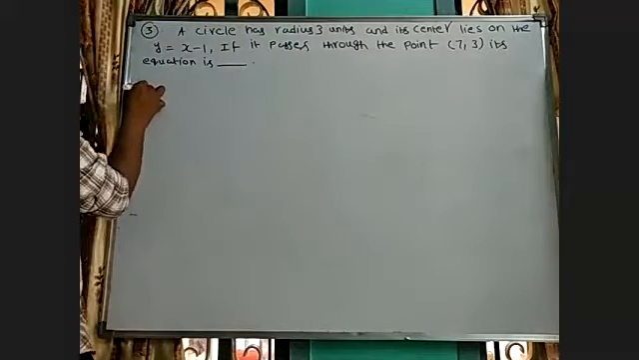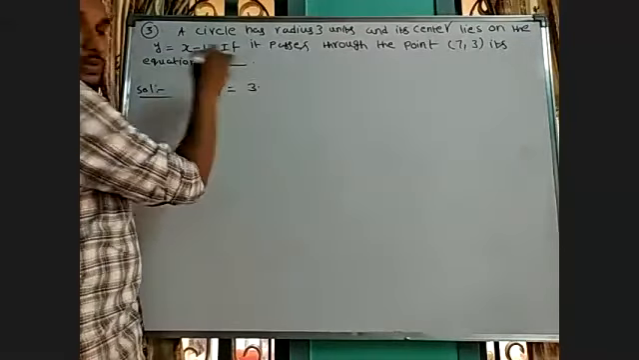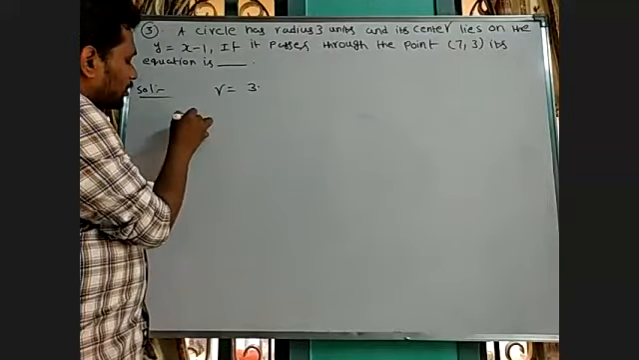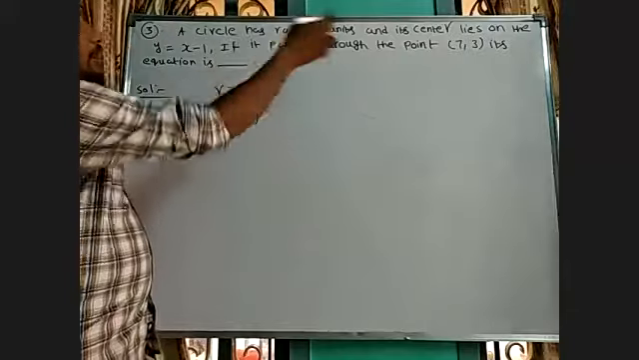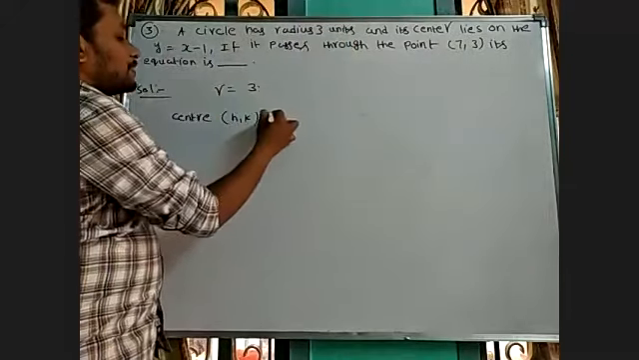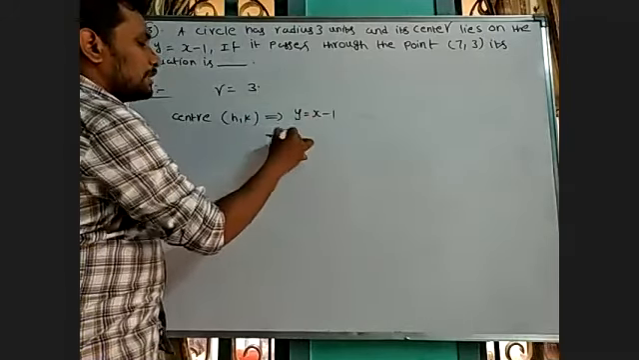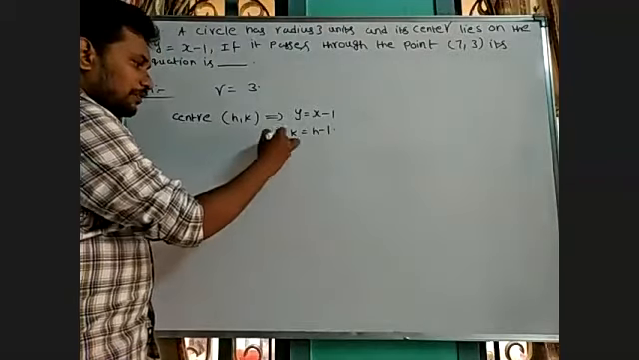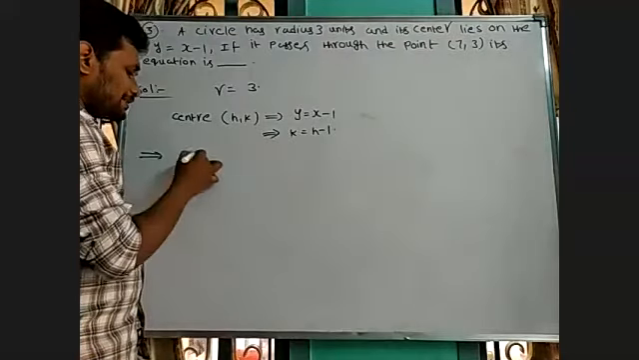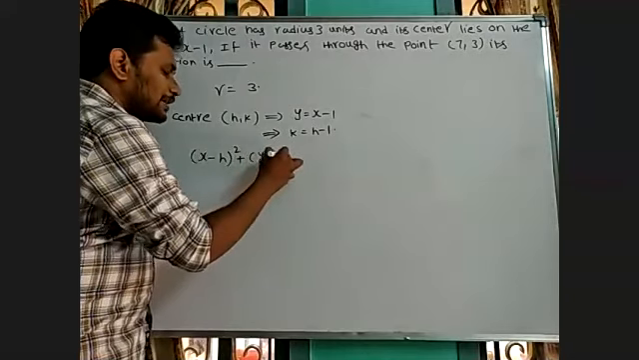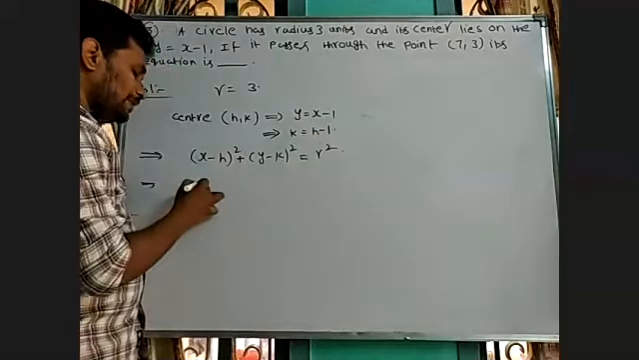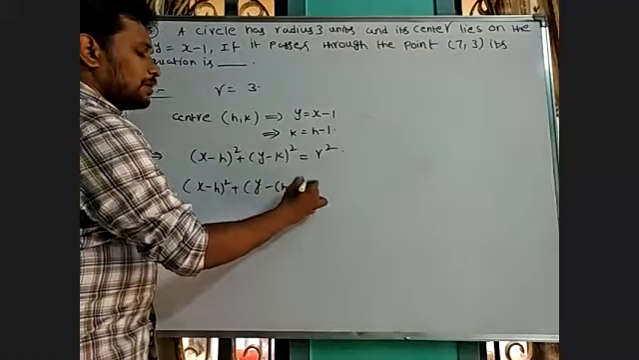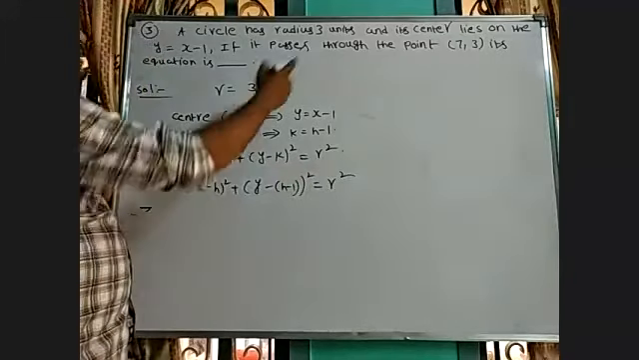Okay. See that, first what they give, radius equals 3. Next, the center (H, K) lies on y equals x minus 1. Means we write y equals x minus 1. If you substitute, K is equal to H minus 1. Okay, K is equal to H minus 1 we are getting. From this, what is the circle equation? (x minus H) whole square plus (y minus K) whole square is equal to R square. From this, (x minus H) whole square plus (y minus (H minus 1)) whole square is equal to R square.